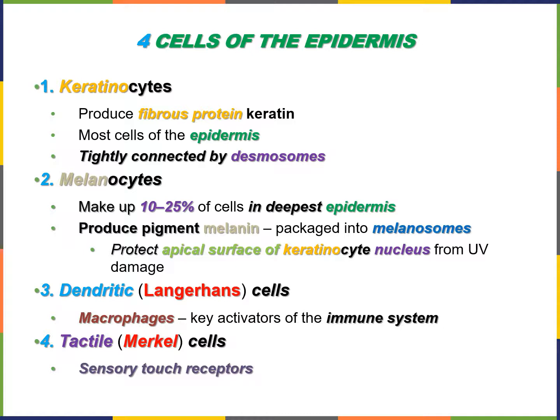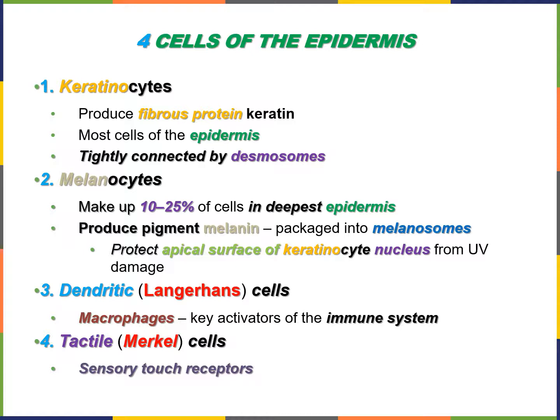Dendritic cells are these special macrophages. They're part of the white blood cell system, and you'll find when you take a course in immunology, they can be key activators in the immune system. Those particular macrophages in the skin we call Langerhans cells. Then we have some cells, we'll see a picture in a moment, called tactile cells.